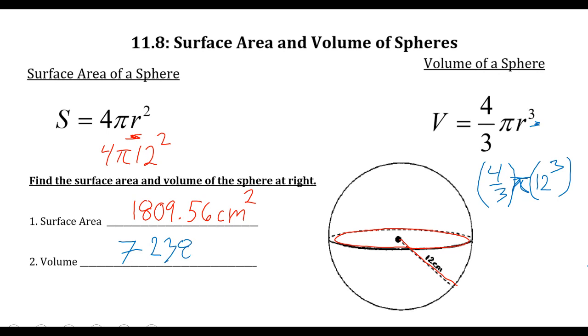7,238.23 centimeters cubed. Nice little trick if you can't remember whether it's squared or cubed, is just look at our exponents in those different places. Volume is always cubed, surface area is always squared.